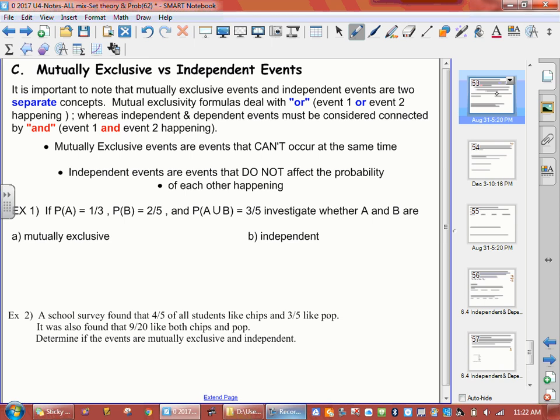So it is important to note that these are 2 separate concepts. Mutually exclusive deals with you doing one event only. So with mutual exclusivity, you're checking one thing only, and you're comparing it. If you are doing independent versus dependent, that means you've got more than one event happening, and you're comparing to see whether it changes the total or not.